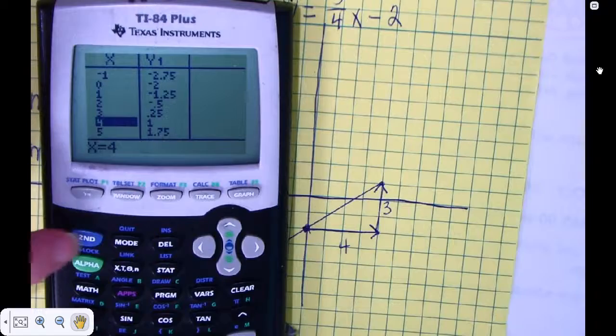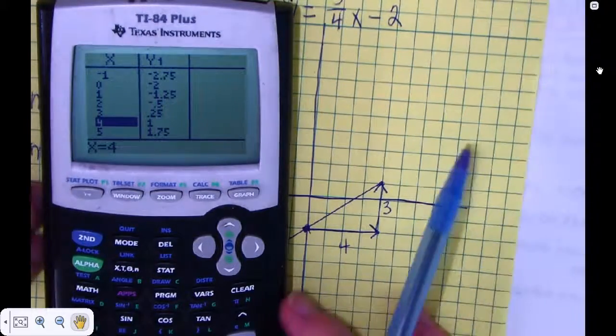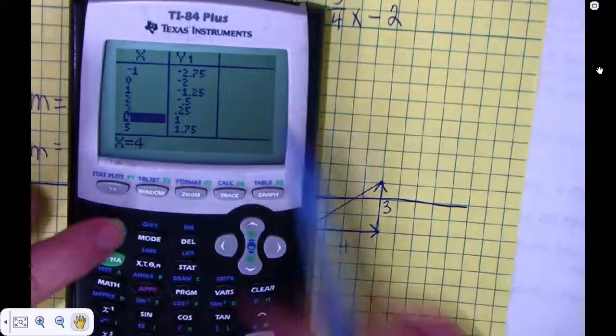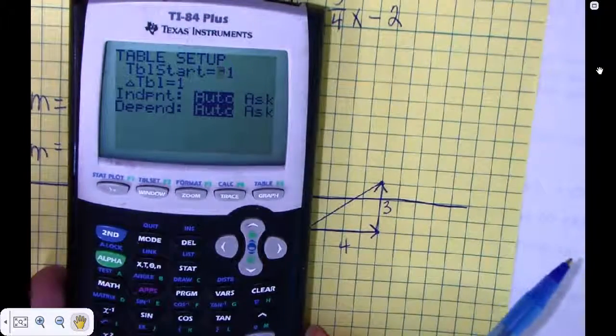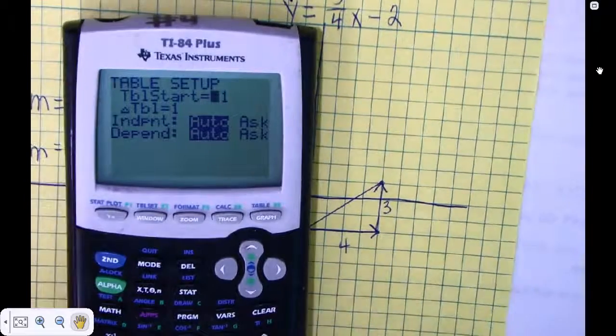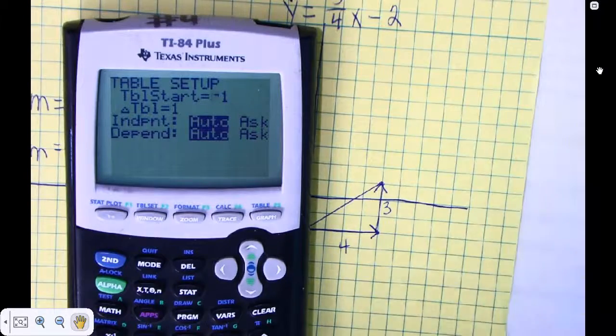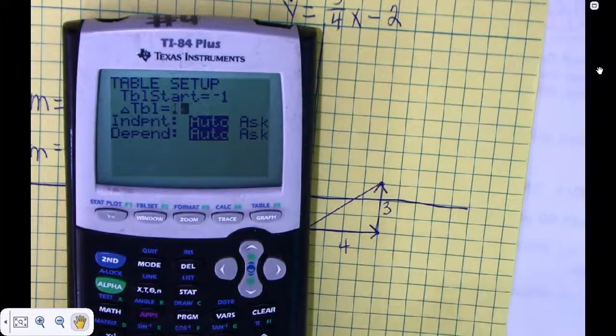Okay, I want you to go to table set. Do you see where table set is? It's right under window in blue. So hit second window. Do you see mine starts at -1? That doesn't really matter. This is what matters. It's counting by 1 right now. Well, we zoomed it so it changed a little bit. But let's go down to table. We want to count by 0.5. So go down and put 0.5.